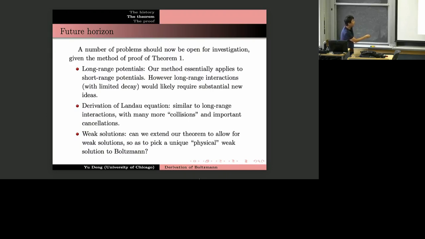And finally, it is a pretty ambitious plan to extend our theorem to allow for weak solutions. If you have weak solutions occurring as limits of the particle system, then that essentially says you are trying to pick out a unique physical weak solution of Boltzmann, which is widely open at this time. Okay, I'm just listing a few problems that are open for investigation.